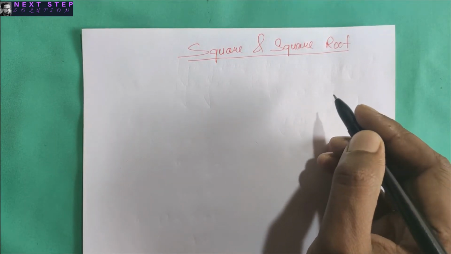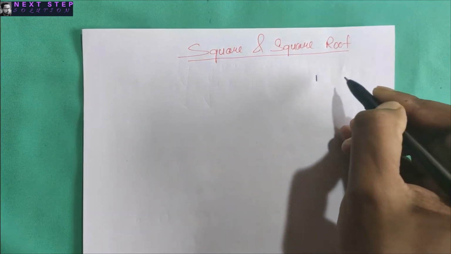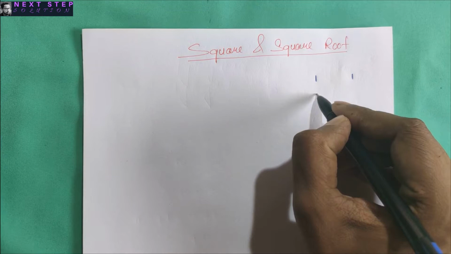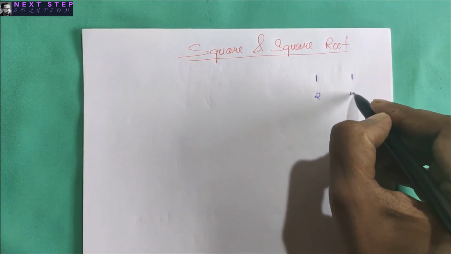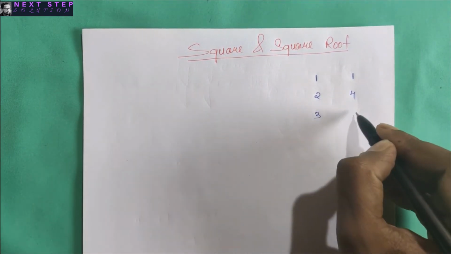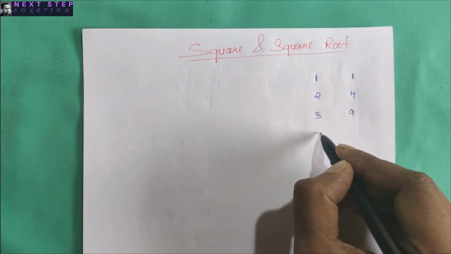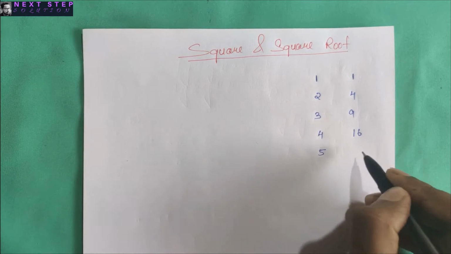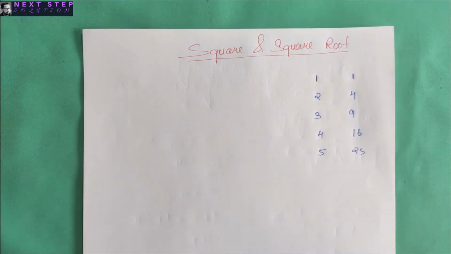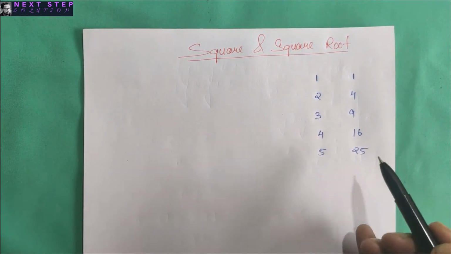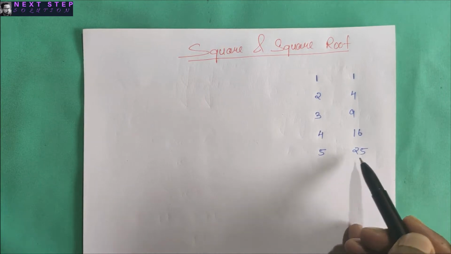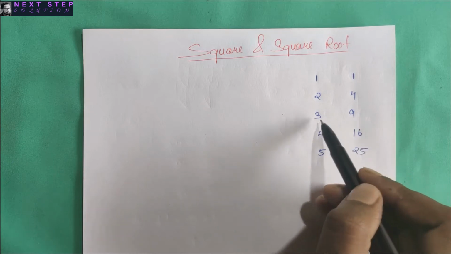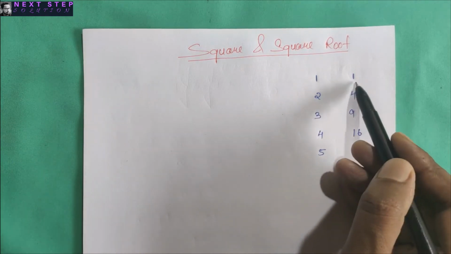For example, let me explain this. Suppose you have 1, the square of 1 is 1. Then suppose we have 2, the square of 2 is 4. If we have 3, the square of 3 is 9. Suppose we have 4, the square of 4 is 16, and if we have 5, the square of 5 is 25. Now, what is the square root of 25? The square root of 25 is 5, the square root of 16 is 4, the square root of 9 is 3, the square root of 4 is 2, the square root of 1 is 1.